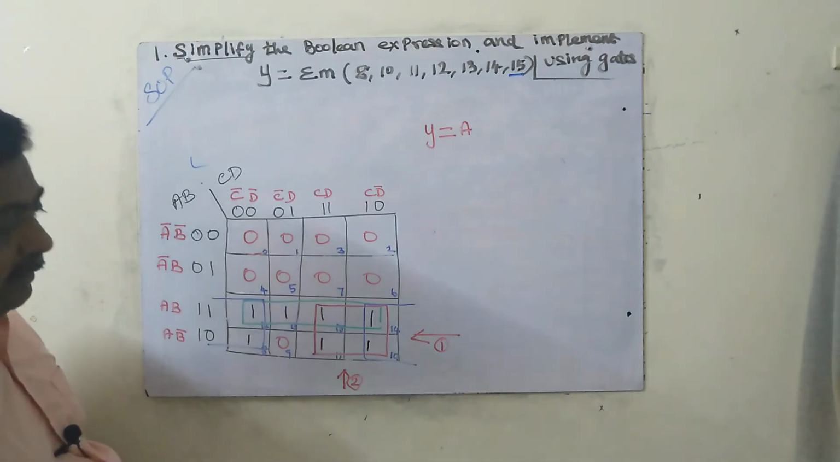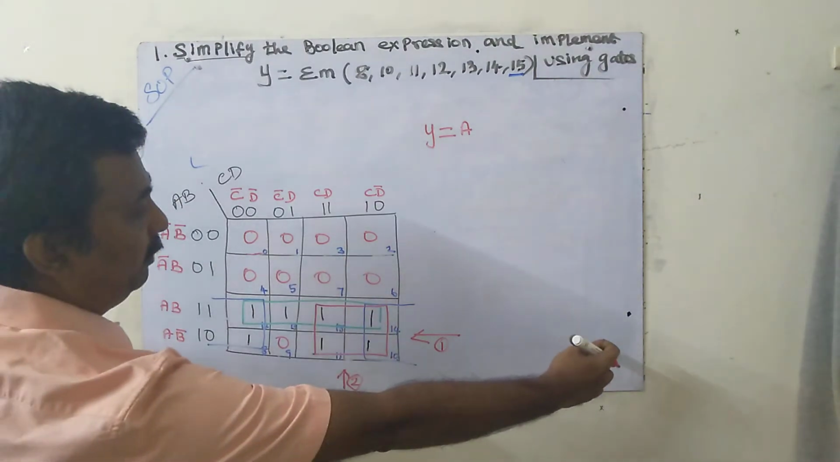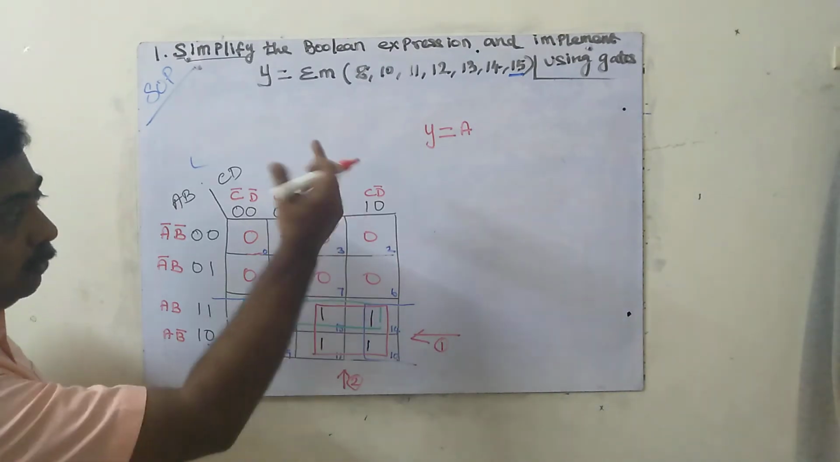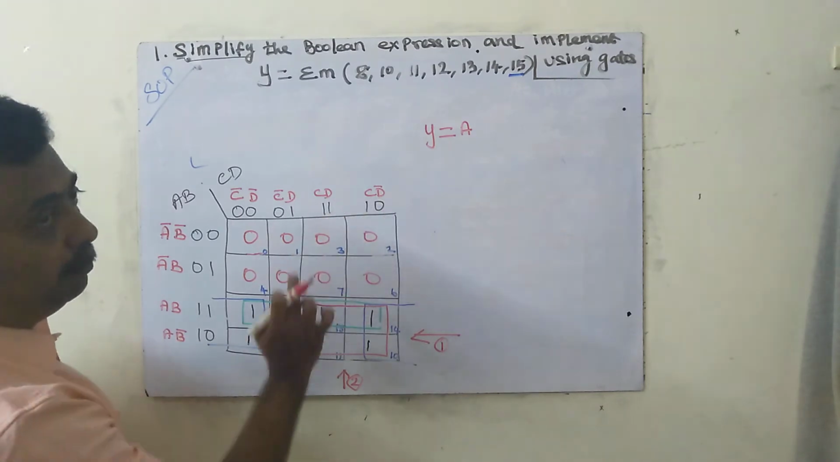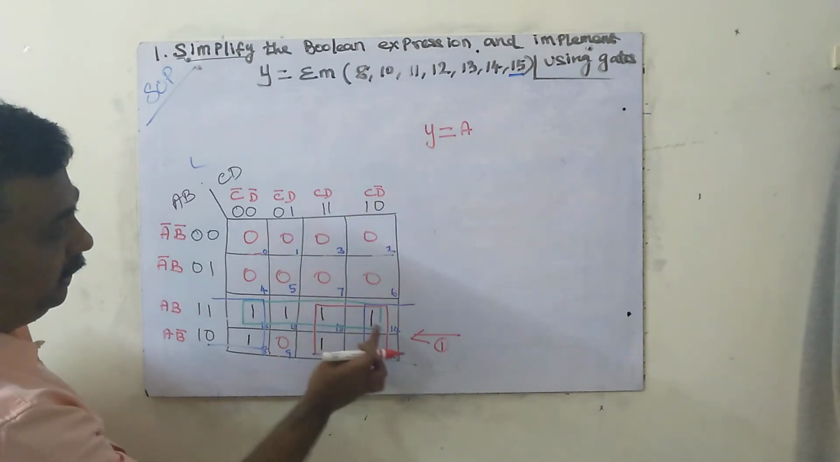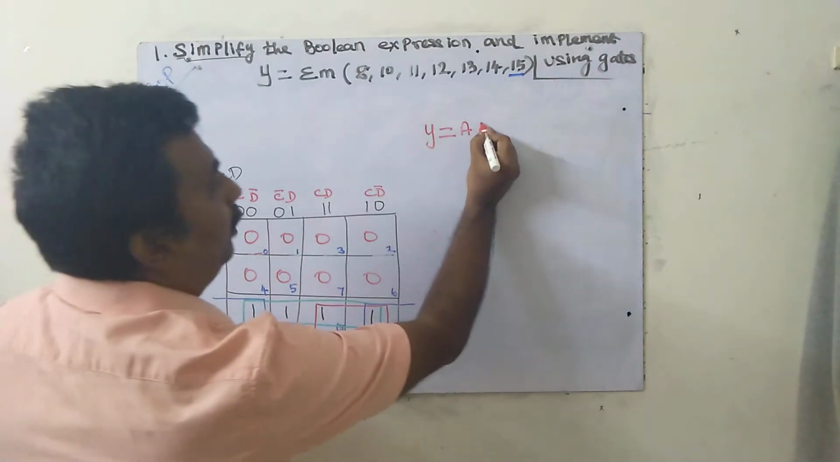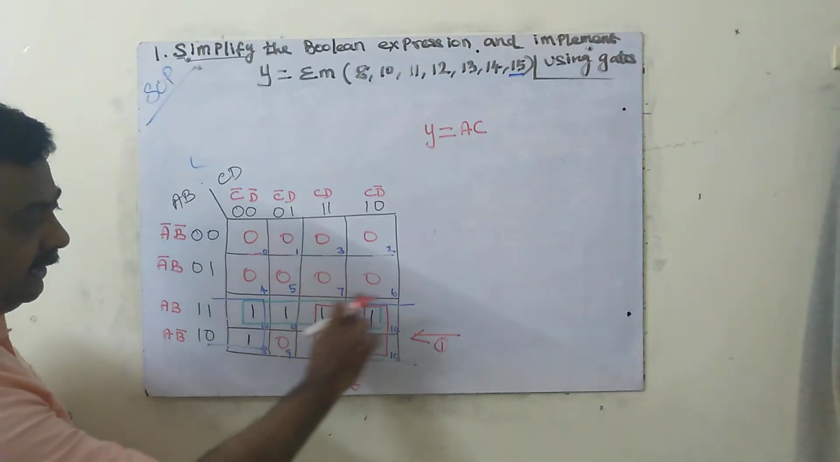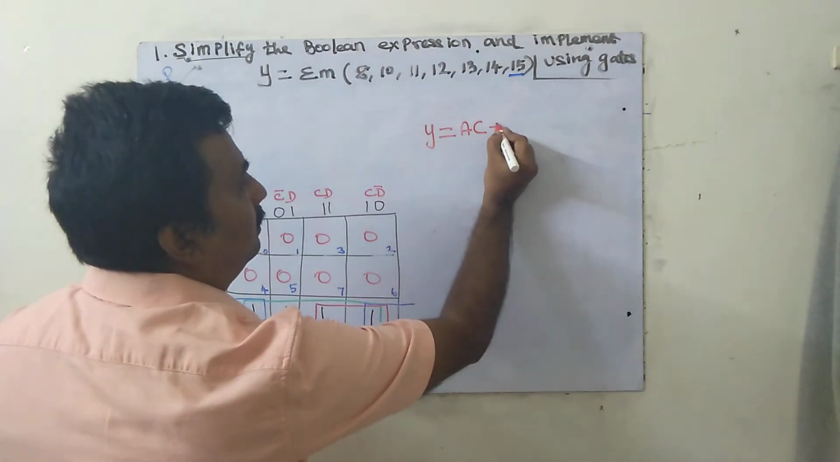Then I had to check from bottom. First I had to see from left to right. Next I had to see from bottom to top. Which is common? Here D is changing to D bar, whereas C is common for all the 4 ones. So I have to multiply these 2 things, A, C, inside one particular box. Next I have to put plus.